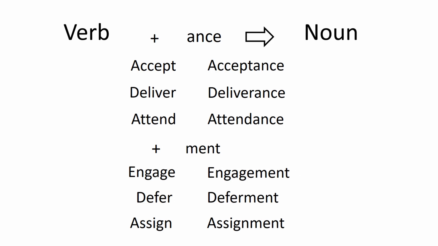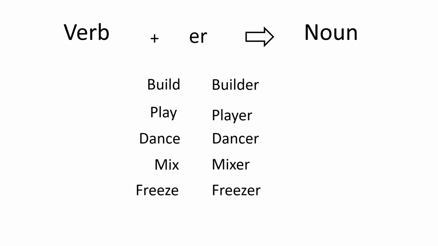If we stick the suffix -er on many verbs, we get another kind of noun. Some of these mean a person who does the verb in question, while others are used for machines. So sticking an -er on build gives us builder, on play gives us player, and on freeze gives us freezer.